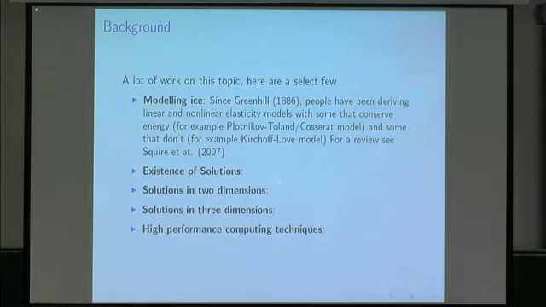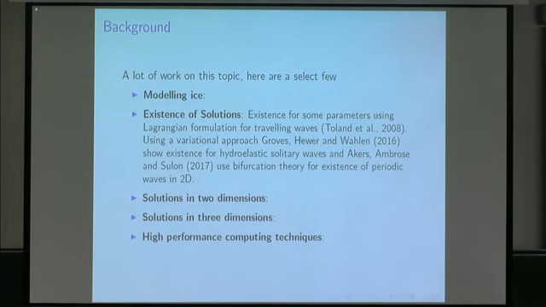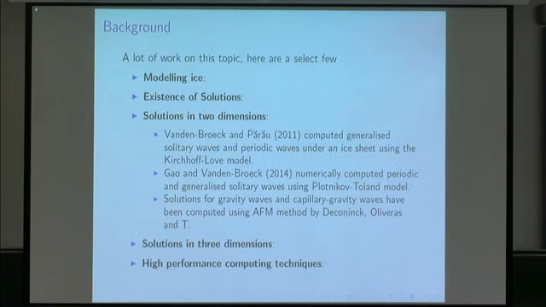And so there are a lot of different models, a lot of different ways to represent that elastic sheet. And then people have been discussing existence of solutions to those models for specific parameters, either using a Lagrangian formulation, a variational approach, or looking at solitary waves, for example, or periodic waves as well. And then a variety of people have also been computing solutions in 2 dimensions. For example, Emilian and Jean-Marc have looked at generalized solitary waves as well as periodic waves, and Emilian has already reviewed some of what those solutions look like.